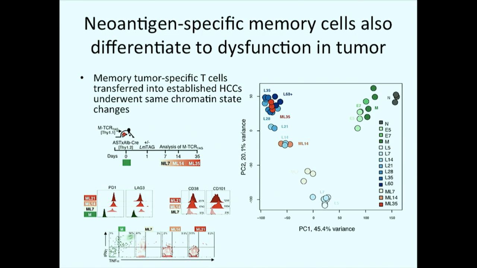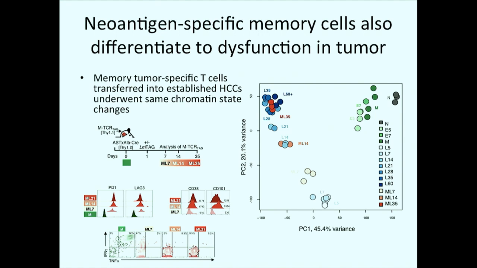So we know that a naive, antigen-inexperienced T cell put into the mouse goes into the tumor, recognizes presumably the neoantigen, and undergoes some differentiation program that leads to fixed dysfunction, okay? So it doesn't achieve effector status or memory status, it becomes dysfunctional.